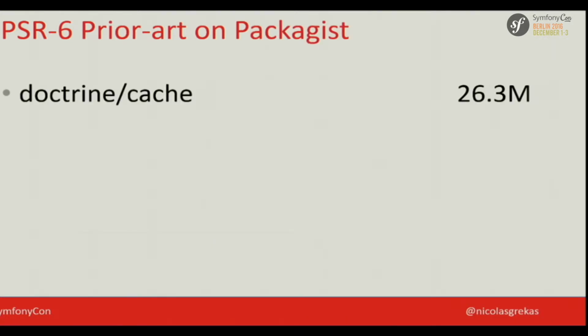So before PSR6, and we have, and we will still have Doctrine cache. So Doctrine cache is the major caching implementation that we are all using nowadays. So this is the score. I took the number yesterday. So 26 million downloads on packages. And this covers basic needs for ORM, so Doctrine ORM implementation, and everyone is also reusing that to do caching like that.